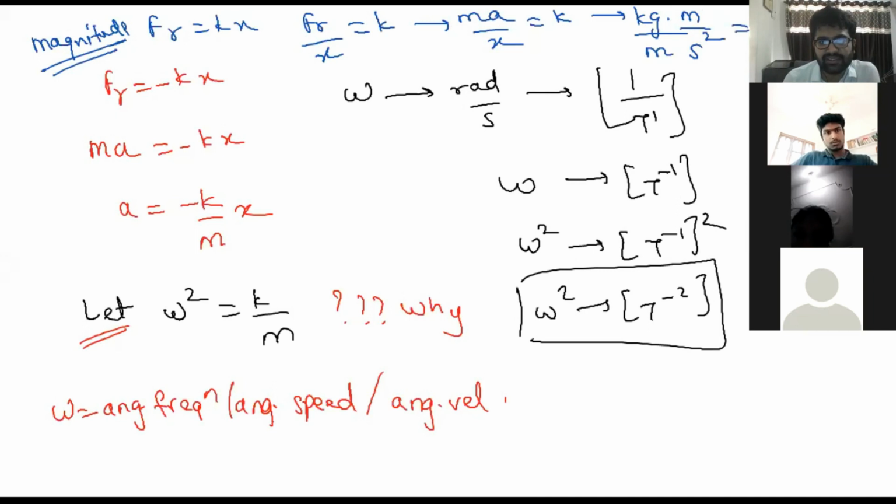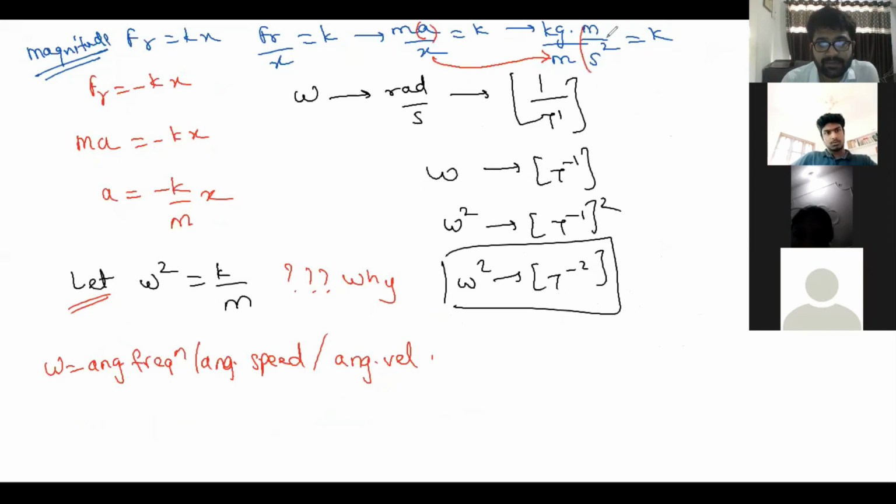So this is also k. Mass is kg, acceleration is meter per second square, and displacement is x, which is meter. Acceleration is this much, meter per second square, and mass is kg. So what do we get now? Meter gets cancelled.